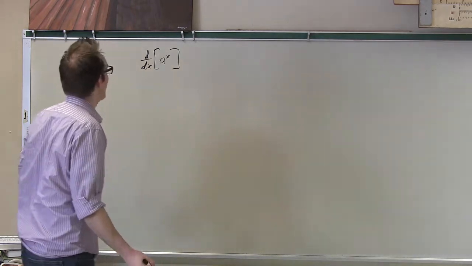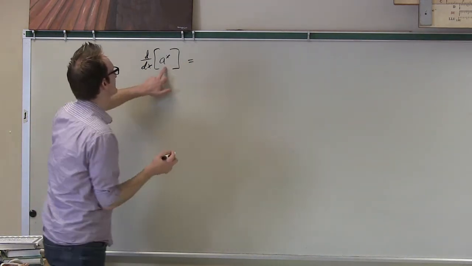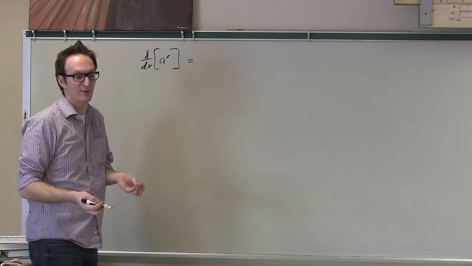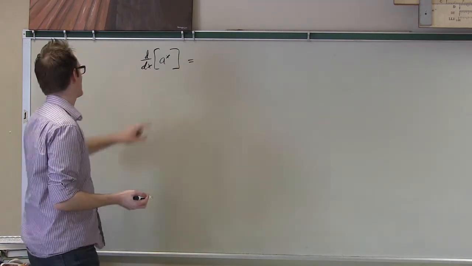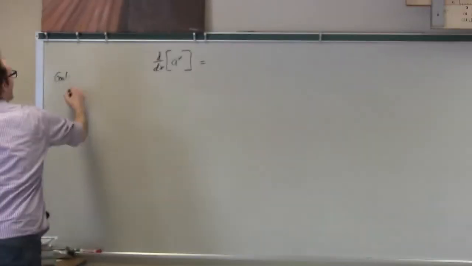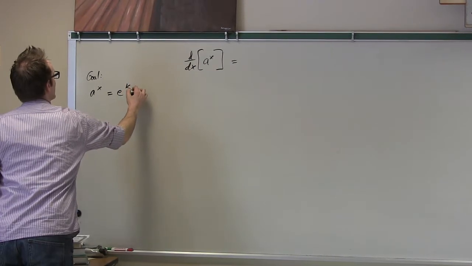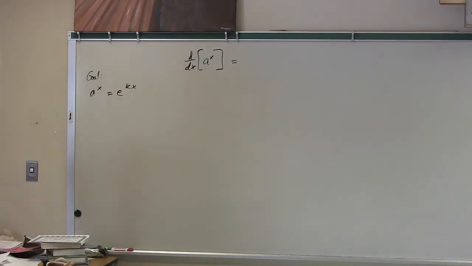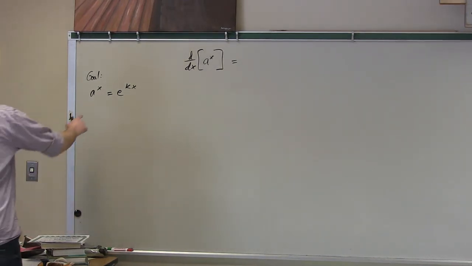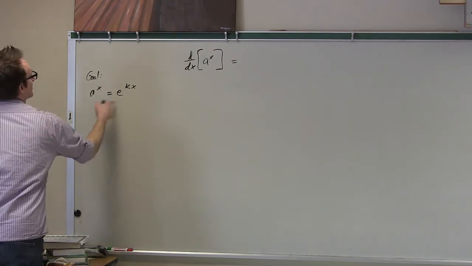Well, we did this exact thing last class. The key is that I don't know how to take the derivative of a to the x, but I do know how to take the derivative of e to the something. So my goal is to rewrite a to the x as e to the kx, which is possible. This is ultimately a change of base formula for exponential functions. And what you do is you take the natural log of both sides.